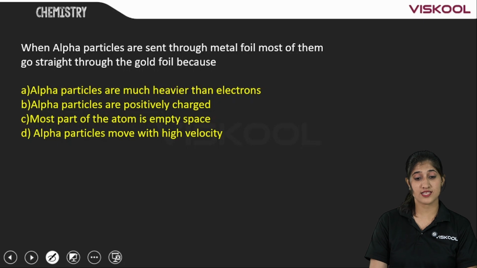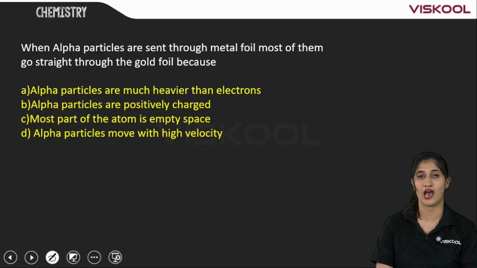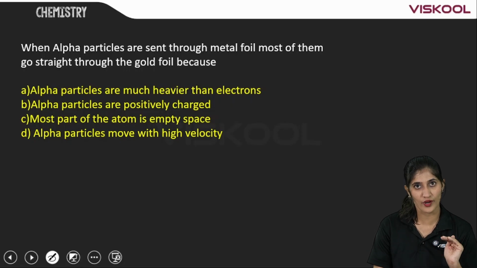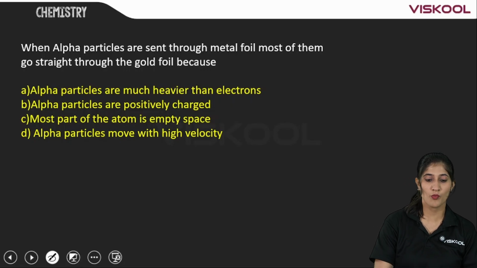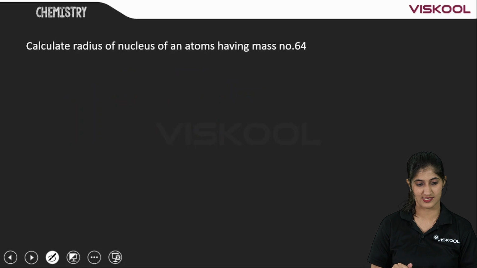When alpha particles are sent through the metal foil, most of them go straight through the gold foil because: option A, alpha particles are much heavier than the electron; B, alpha particles are positively charged; C, most part of the atom is empty space; D, alpha particles move with a high velocity. Most of the alpha particles pass straight through the gold foil. That means most of the space in an atom is empty. Most part of an atom is empty space. Option C is the right answer.